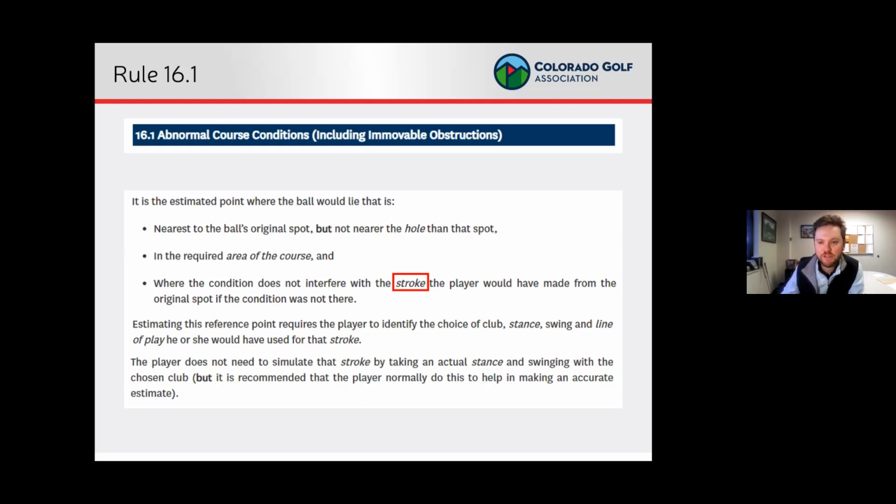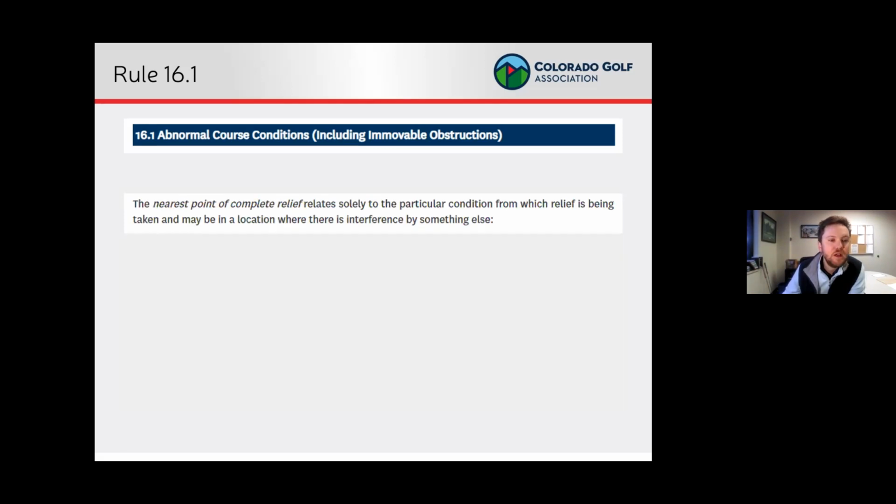We'll see that later when we take relief area. And you don't have to always put the tees in the ground and measure your one club length, because if I drop it this far from the reference point in the relief area, it's very obviously not more than one club length, which we'll get into in a minute. It says the nearest point of complete relief relates solely to the particular condition in question from which relief is being taken and may be located where there's interference from something else.